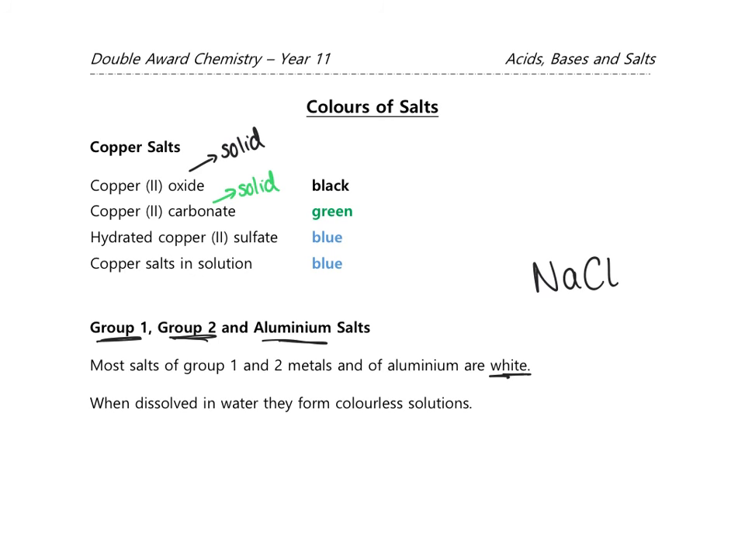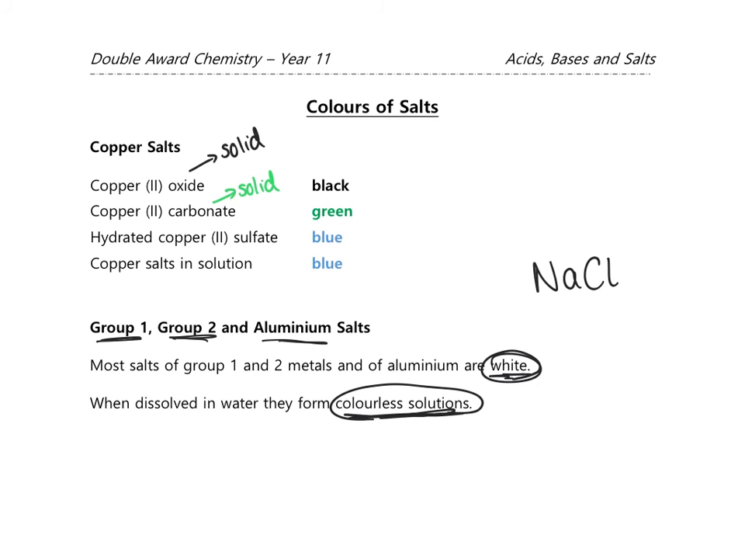Sodium chloride is your table salt, and it's just white. What happens when you dissolve table salt in water? You get a colourless solution. So for those group 1, group 2 and aluminium salts, they all are white solids. They form colourless solutions. How a question like that would come up, they would give you a specific one.